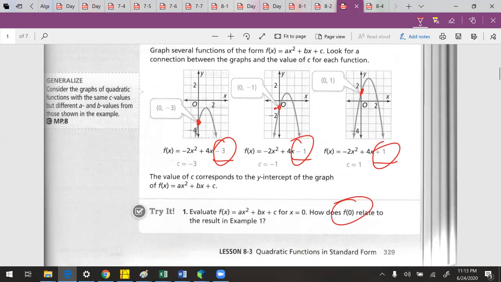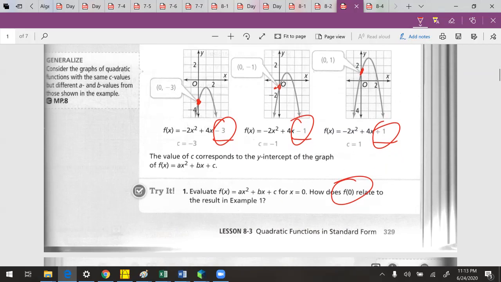That simple. How do we get it? We plug in 0 for x. When I plug in 0 for x, f of 0 is the y-intercept. If you don't understand this, it's that simple.